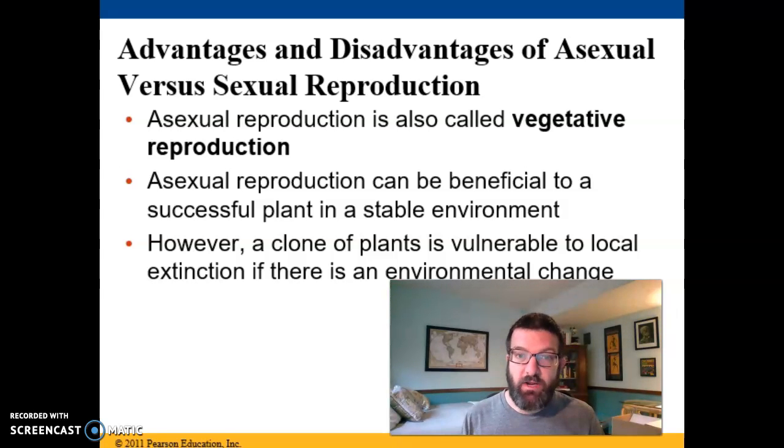And in a stable environment, asexual reproduction can be very advantageous. You don't have to find another individual to mate with. You can reproduce quickly, and if you were successful in your environment with your genes, presumably your offspring would be too. But if there are changes in the environment, you and your offspring can be subject to local extinctions.